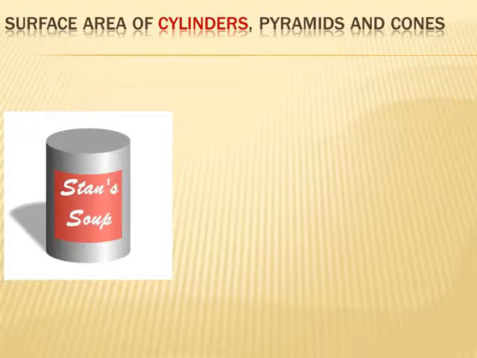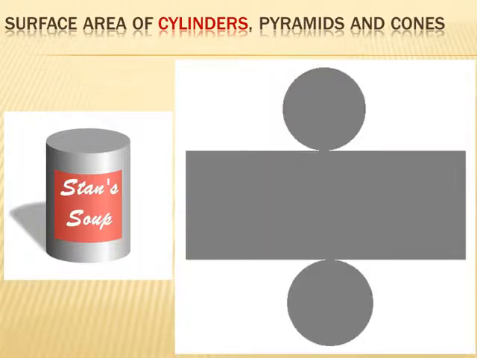Now, when we talked about prisms, to figure out the surface area, we deconstructed the shape. We broke it down into components so we could figure out the area of each of those components and combine them to get the surface area of the entire shape. Well, we can do that with a cylinder too.